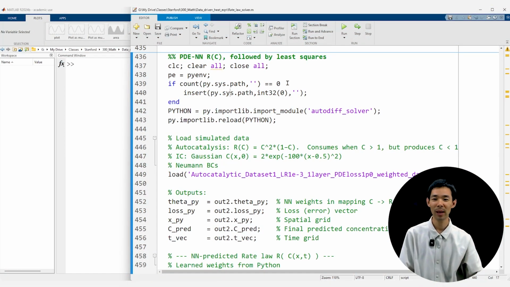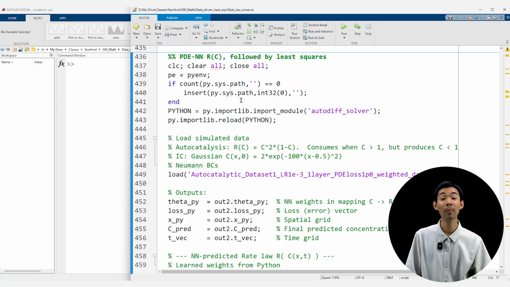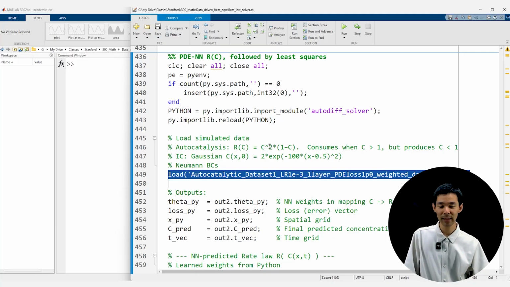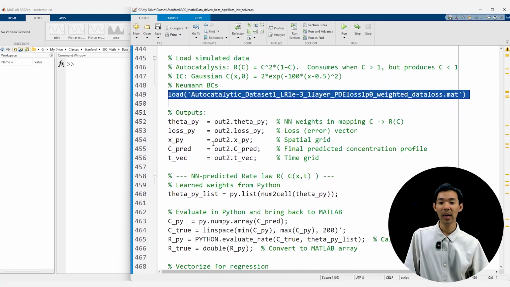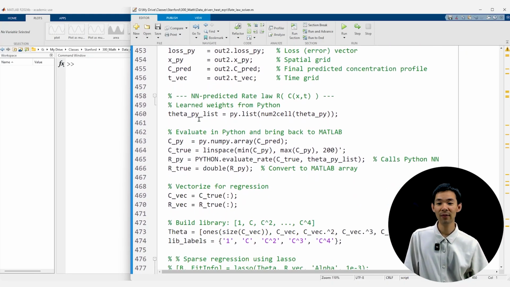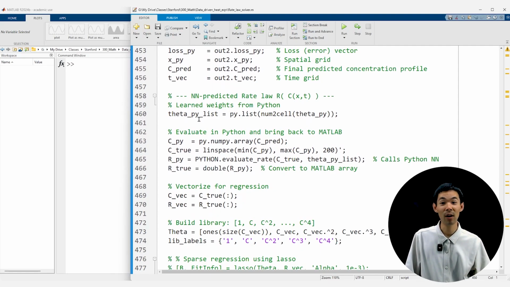So over here on the code, what I'm doing is loading the solution that we obtained from the black box, gray box from last time. I'm just setting up the Python environment. Right there, I am loading the solution that I saved coming out from the neural network approach, and I'm going to store it inside these vectors and matrices as outputs. Those become the data that we're going to fit with sparse regression.